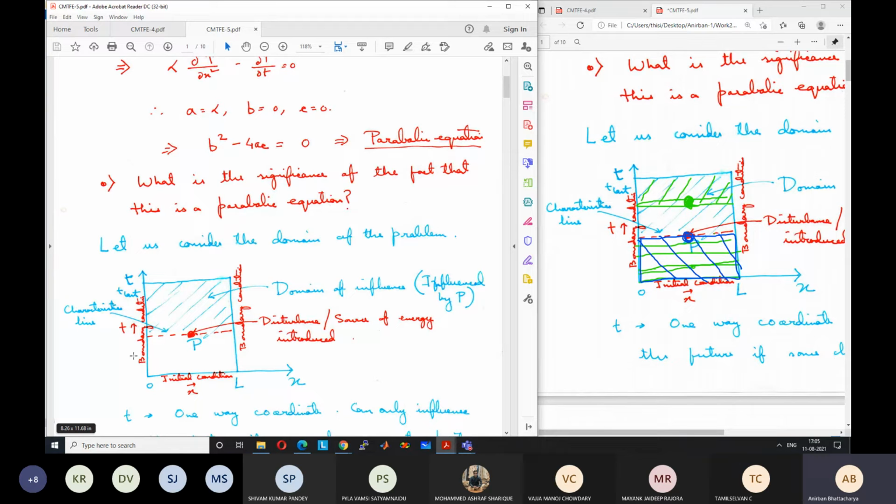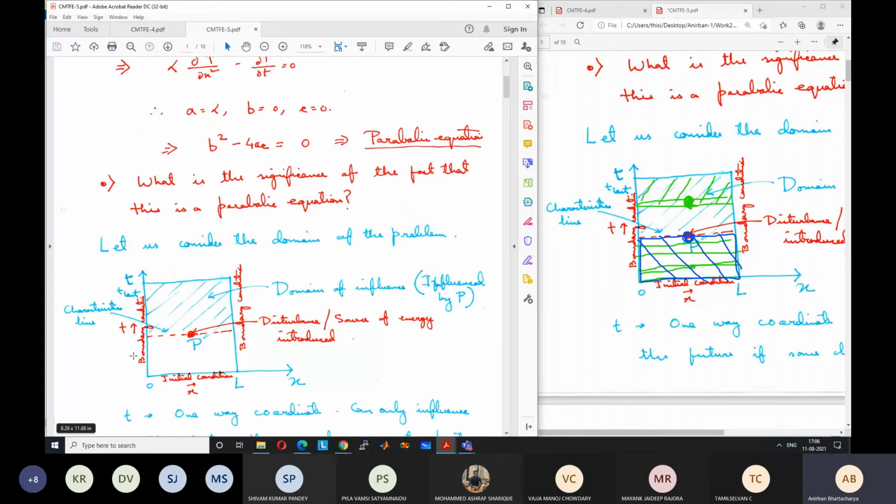It cannot influence any point before that point, right? In the case of very high speed flow, even for spatial problems, you can see that it is behaving like a parabolic problem. Because the disturbance is only influencing the future part, meaning the downstream part, and it is not influencing the upstream part. So in the x direction itself, it is behaving like a one-way coordinate.